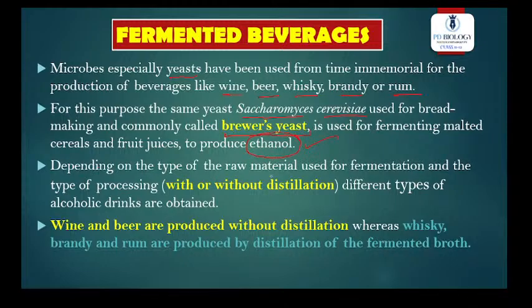Depending on the raw material used for fermentation and the type of processing, with or without distillation, different types of alcoholic drinks are produced. Wine and beer, very important, keep it in mind, are produced without distillation, whereas whiskey, brandy and rum are produced by distillation of the fermented broth. That's very important.